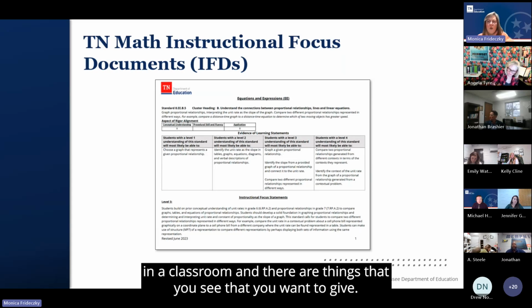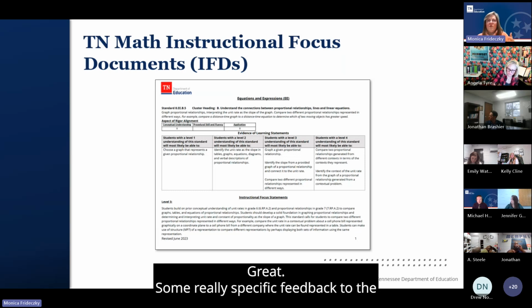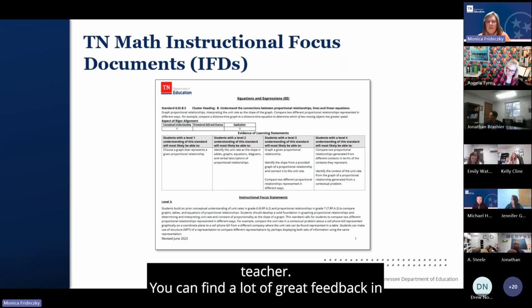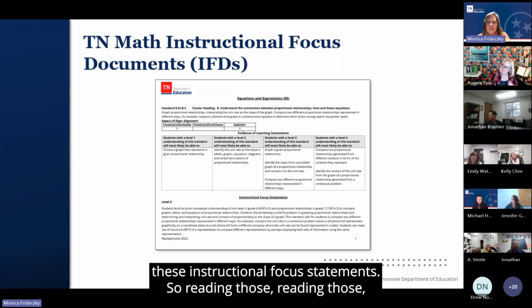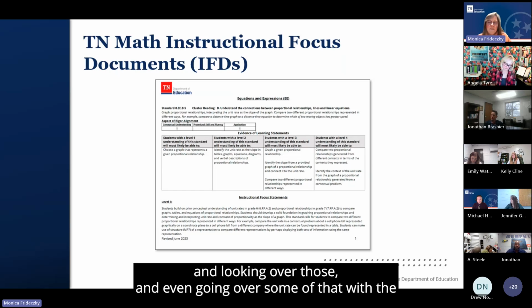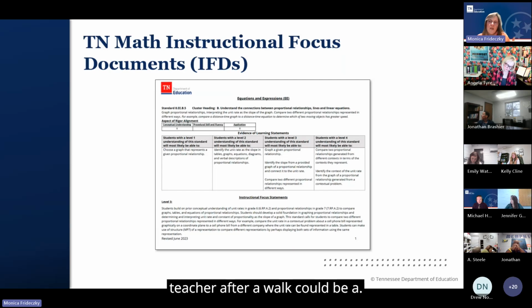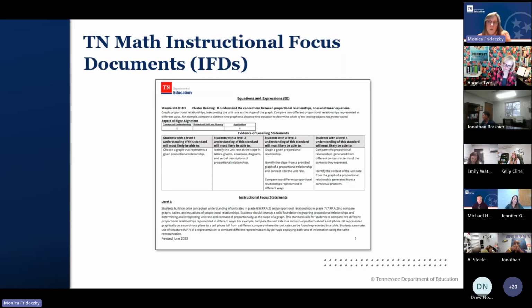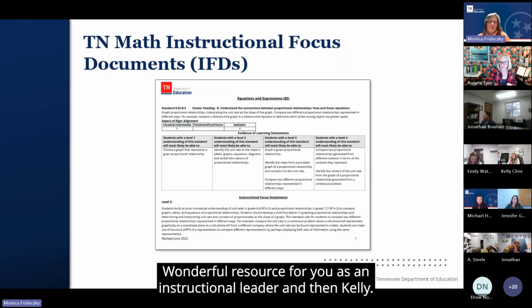If you're walking in a classroom and there are things that you see that you want to give some really specific feedback to the teacher, you can find a lot of great feedback in these instructional focus statements. So reading those and looking over those and even going over some of that with the teacher after a walk could be a wonderful resource for you as an instructional leader.